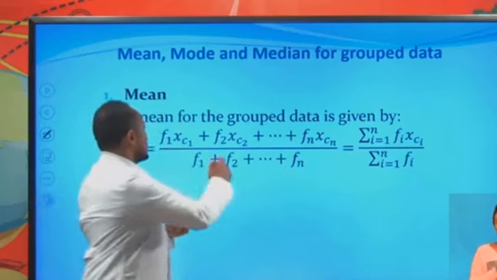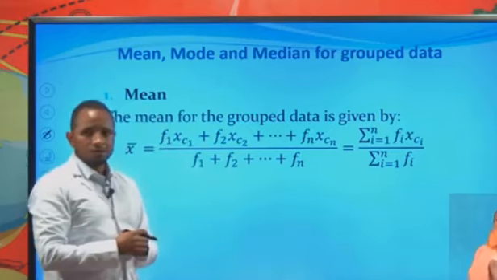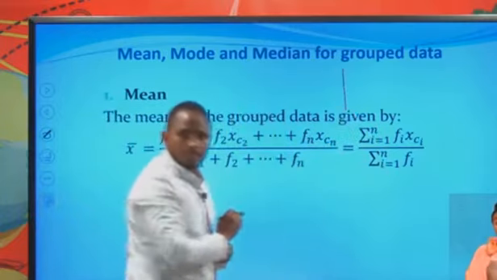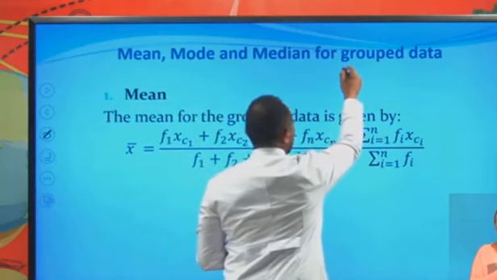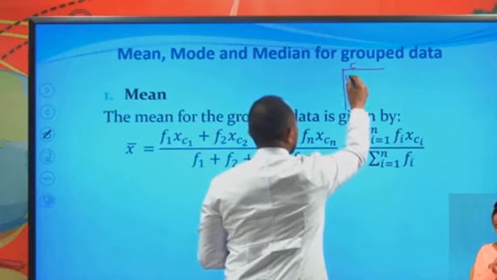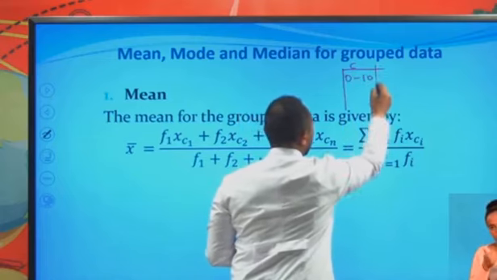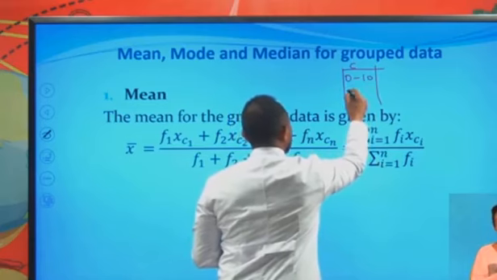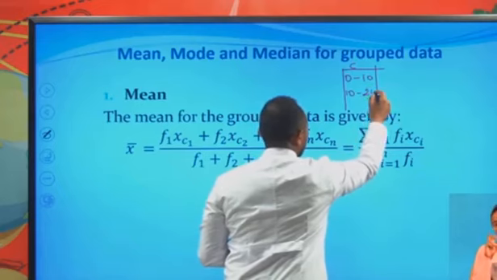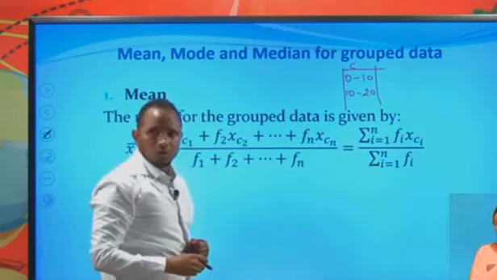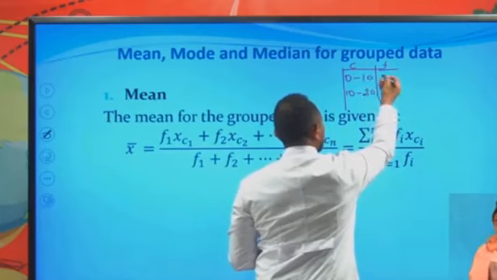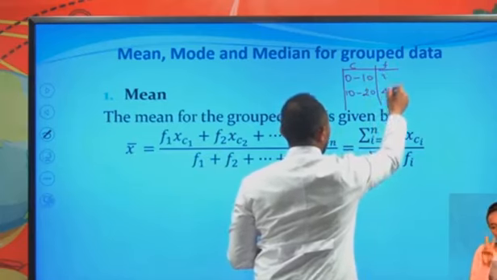Here, what do x1, x2, xc1, xc2 mean? Look, for group data we have classes. Maybe class 1. Let's assume it is from 0 to 10, class 1, it's grouped. For the next class, let's assume it is from 10 to 20, and so on. Assume the frequency for this class is 2, and for this class is 4.